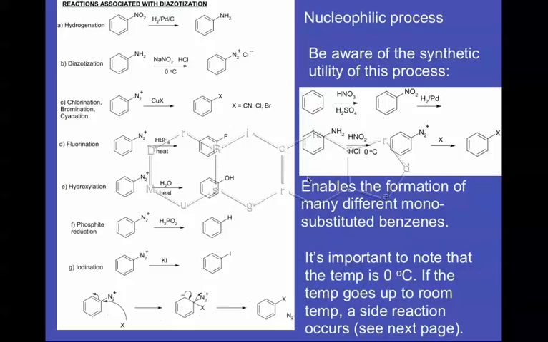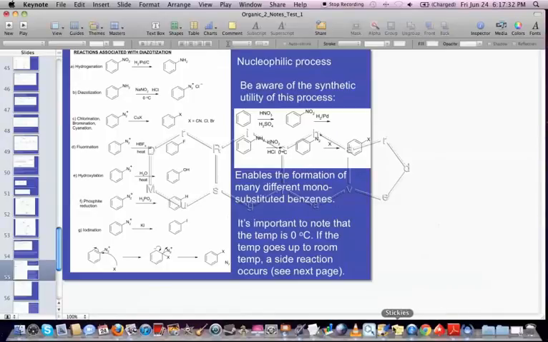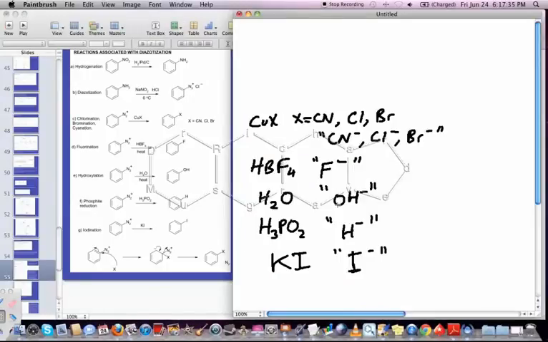Alright, let's take a closer look at the mechanism and at the X minus groups that I was just talking about. So here's our X minus group, CN minus, Cl minus, Br minus. They each come from CuX. HBF4 produces F minus, H2O produces OH minus, H3PO2 produces H minus, and KI produces I minus. And each of these ends up substituting for the N2 plus that we end up attaching to the ring via the diazotization process. I want to take a closer look at the mechanism here.